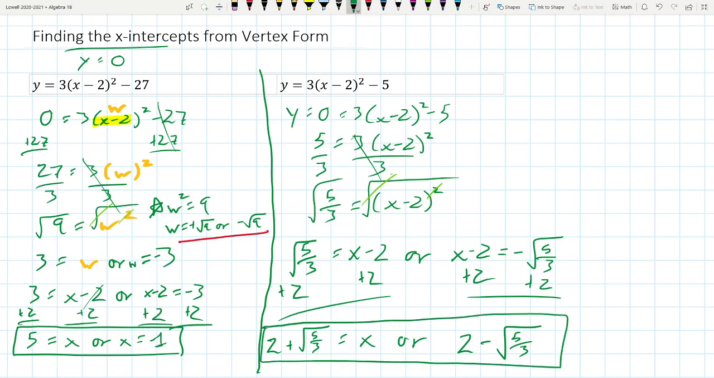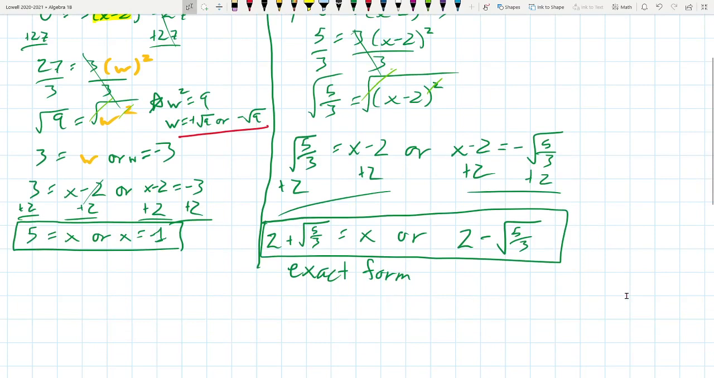Now again, this is what we would call the exact form. Why? Well, because that's exactly what it is. The two x-intercepts are 2 plus the square root of 5/3. That's one of them. And the second one is 2 minus the square root of 5/3. The reason we call it exact as opposed to approximate, and I'll drop that right here, is because there is no doubt what they are.